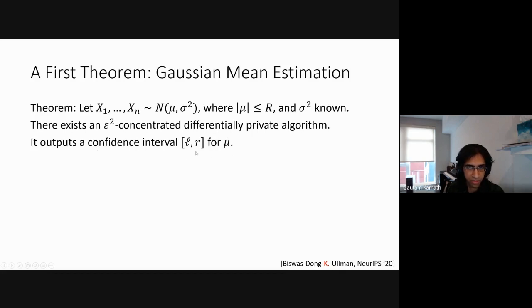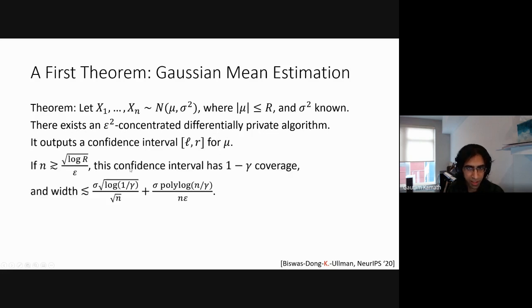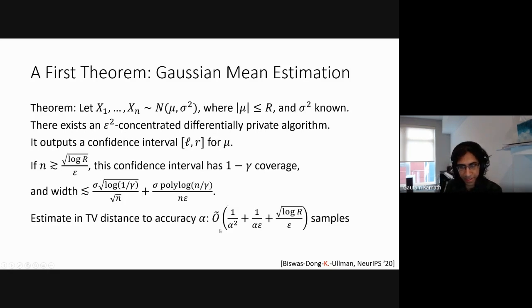This just says an interval in which mu is going to lie. And if you have at least square root log r over epsilon samples, then this confidence interval has a range of essentially 1 over square root n plus 1 over n epsilon. So let me skip ahead a bit. I think the sample complexity statement is a bit easier to read here.